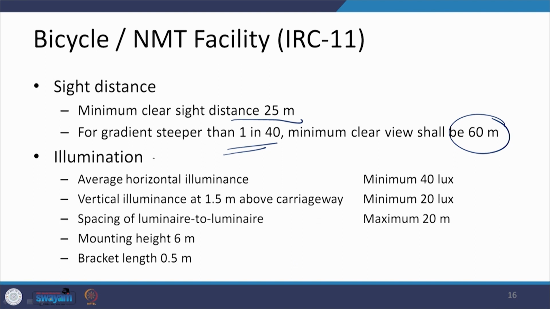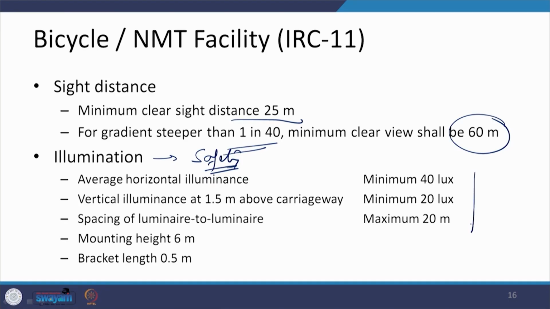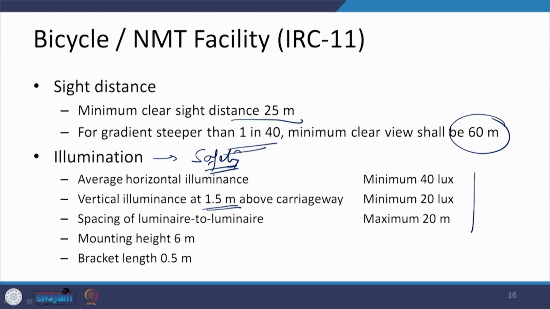Safety also needs to be ensured by way of illumination on the road, on the cycle path, as well as at the junctions or intersections. So, what amount of illumination should be there is defined, and it says that a minimum of 40 lux should be there if we are talking about horizontal illuminance. But when we are talking about illuminance at a height of 1.5 meters above the carriageway, that is in the vertical direction, then a minimum of 20 lux has to be there.